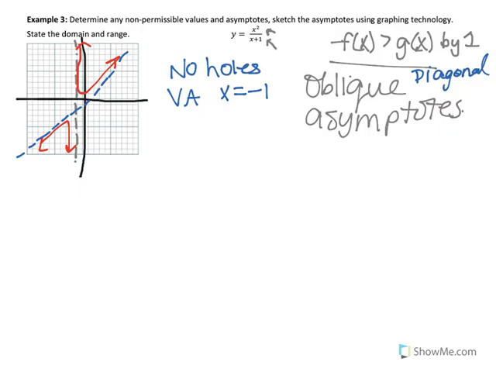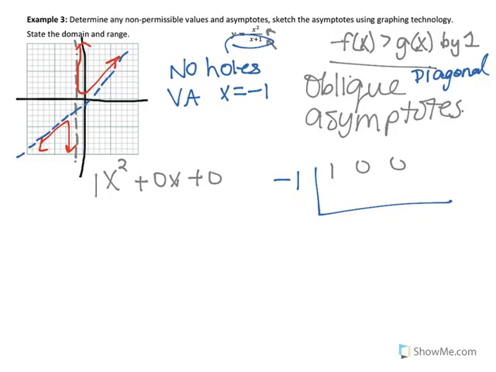So I'm going to show you how to find the oblique asymptote, the equation of the oblique asymptote. What you are going to do is use synthetic division, and you're going to divide the top by the bottom. So we're going to divide by -1, and on the top it's just x squared, but remember you need placeholders. So it's 1x squared plus 0 plus 0. We're going to bring down the 1. 1 times -1 is -1. -1 plus 0 is -1. And then the last one actually doesn't matter.